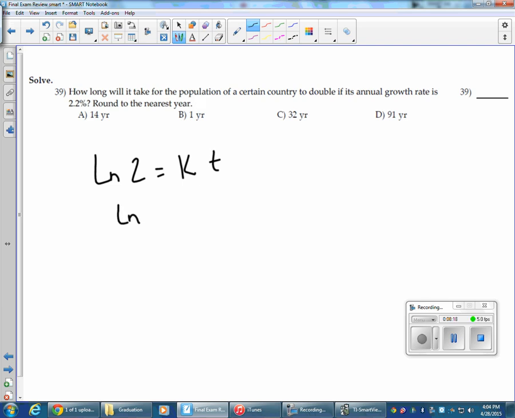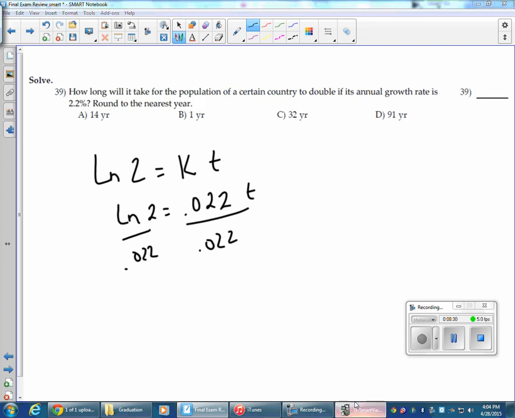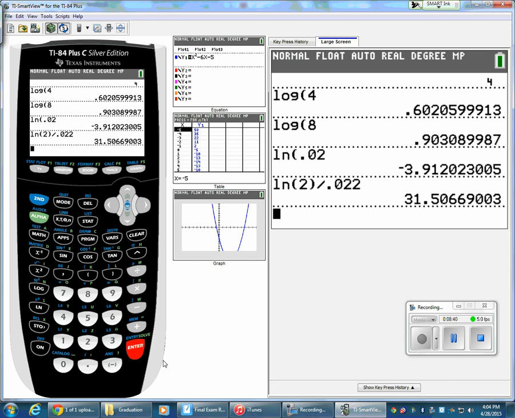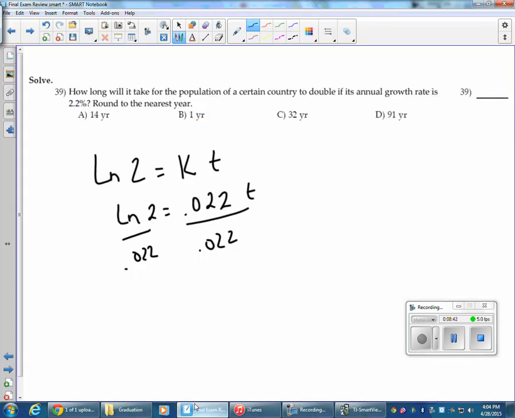So what I know here is I know the rate is 2.2%, so that's 0.022, and I want to find t. So divide by 0.022, and it's going to be the natural log of 2, close my parentheses, divided by 0.022, and I get 31 and a half years. So they're going to say that it's going to take about 32 years for the population of that country to double.